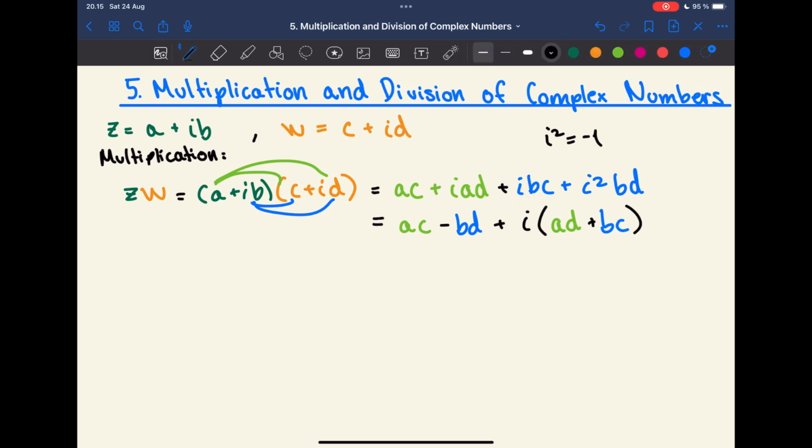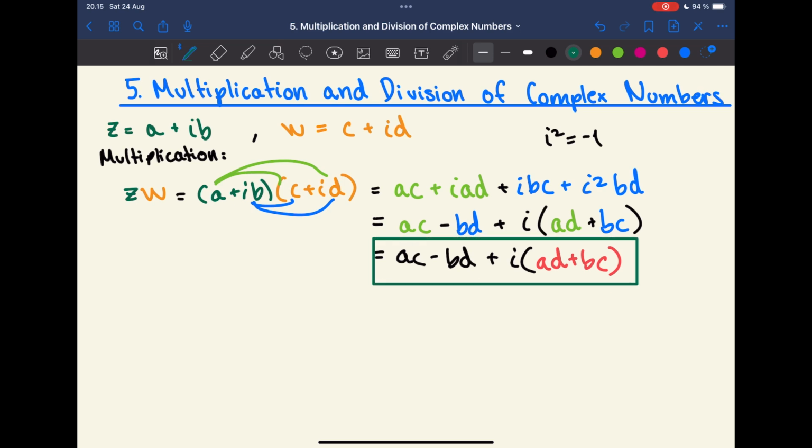Now we are actually done. Let's just write it in some good colors. So we have ac minus bd plus i times, let's make the imaginary part red, ad plus bc. And that is the result. That's how you multiply complex numbers.